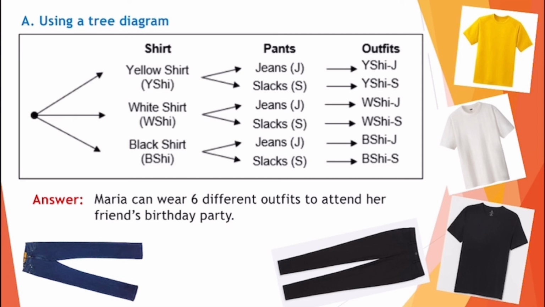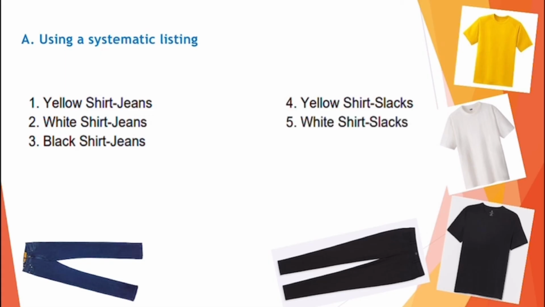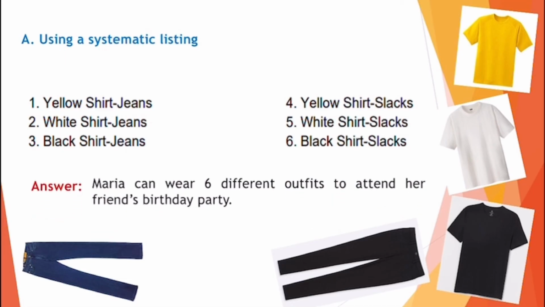Now, if you're not satisfied to use tree diagram, let's use the very easy method, which is the systematic listing. Again, in systematic listing, we just write the outcomes. So we have yellow shirt jeans, white shirt jeans, and black shirt jeans. We have yellow shirt slack, white shirt slacks, and black shirt slacks. Again, the answer for this is Maria can wear 6 different outfits to attend her friend's birthday party.